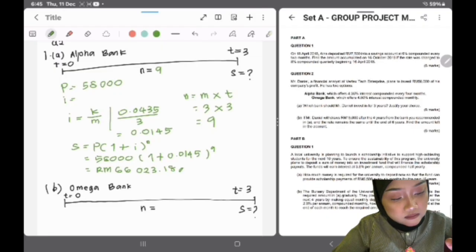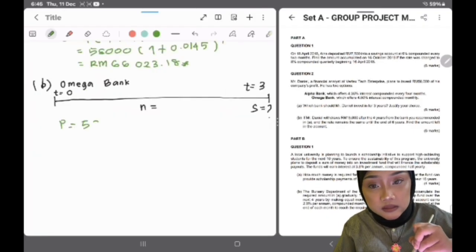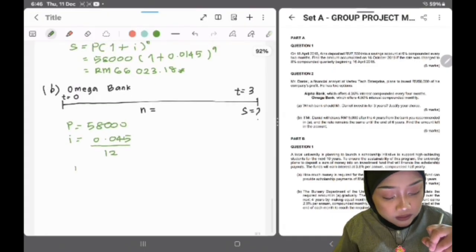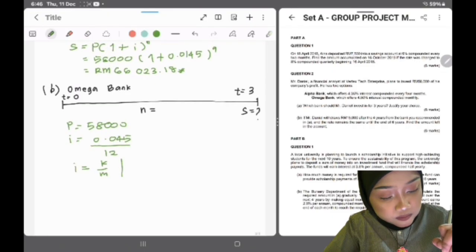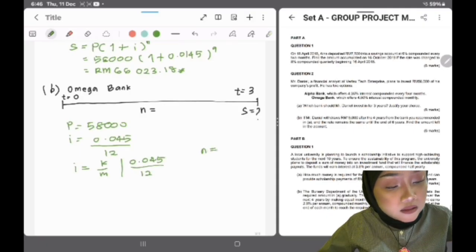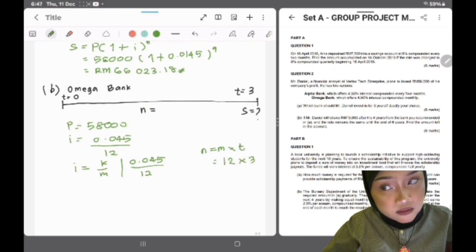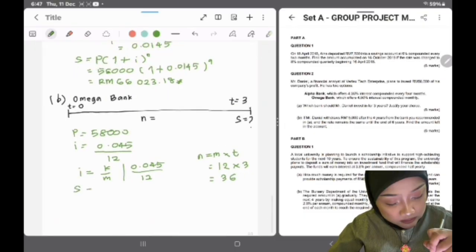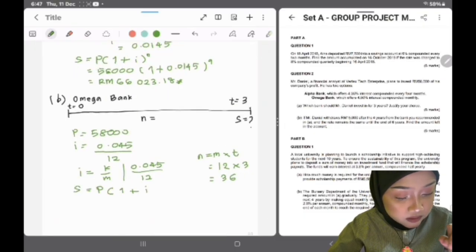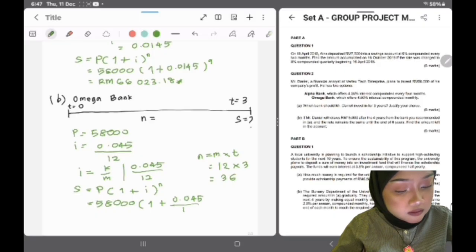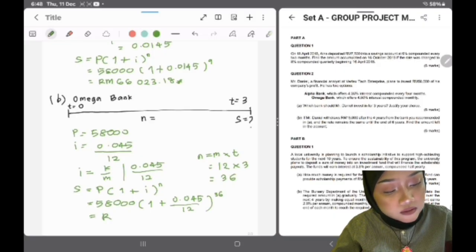The answer is 66,023 ringgit 80 cents. For Omega Bank, the annual interest is 4.5% compounded monthly. So for P, we are using the same P. I equals K per M, 0.045 per 12. For N equals M times T, M for this question is 12 times 3. The answer is 36. S equals P open bracket 1 plus I close bracket to the power of N. For P, we have 58,000 open bracket 1 plus 0.045 per 12 close bracket, and we use 36 as N.